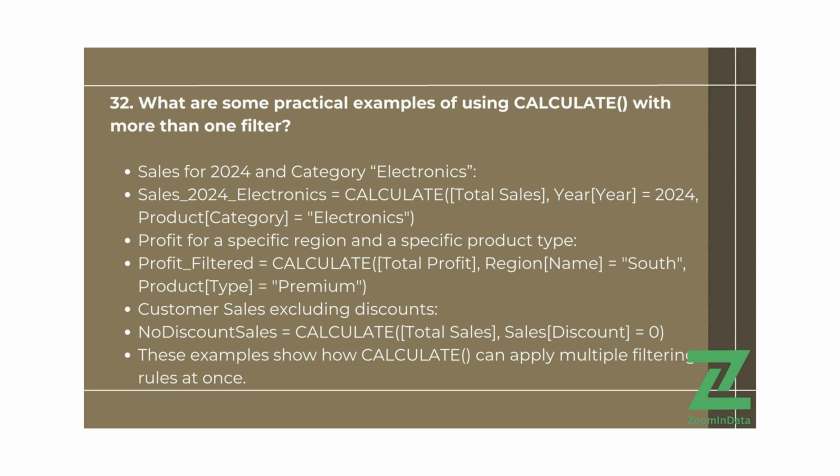For profit in a specific region and product type, a measure such as Profit Filtered equals CALCULATE of Total Profit, with Region set to South and Product Type set to Premium, returns profit under both conditions. And to calculate customer sales without discounts, a measure like No Discount Sales equals CALCULATE of Total Sales, where Discount is 0, filters out all discounted transactions. These examples show how CALCULATE can combine multiple filtering rules to create precise and powerful business insights.